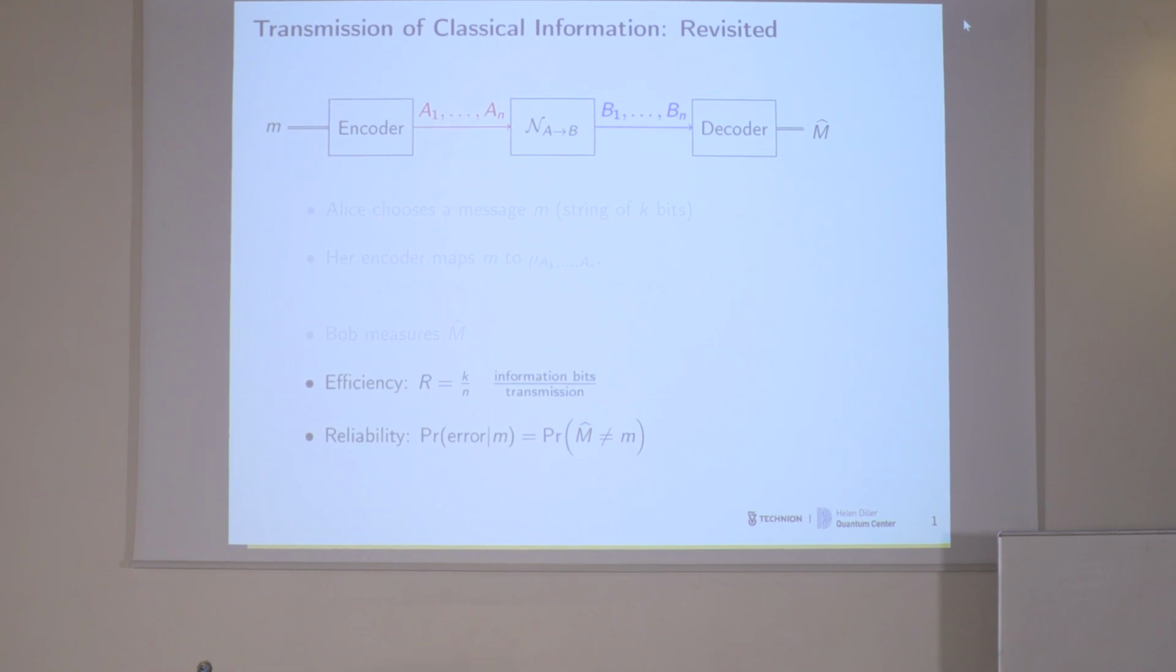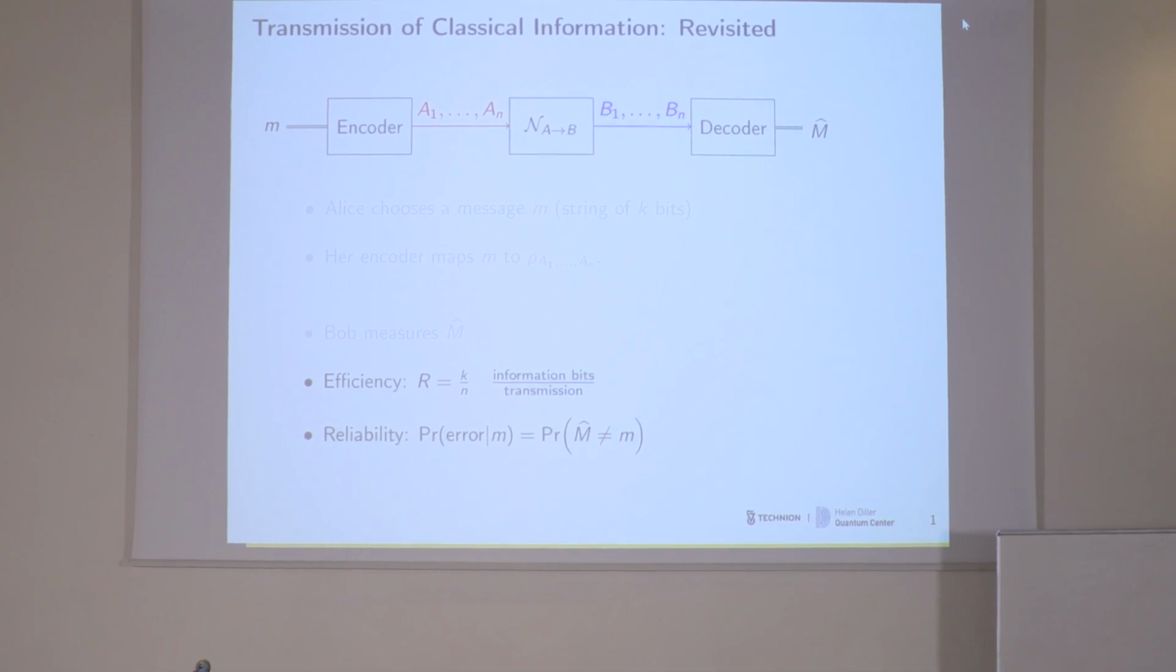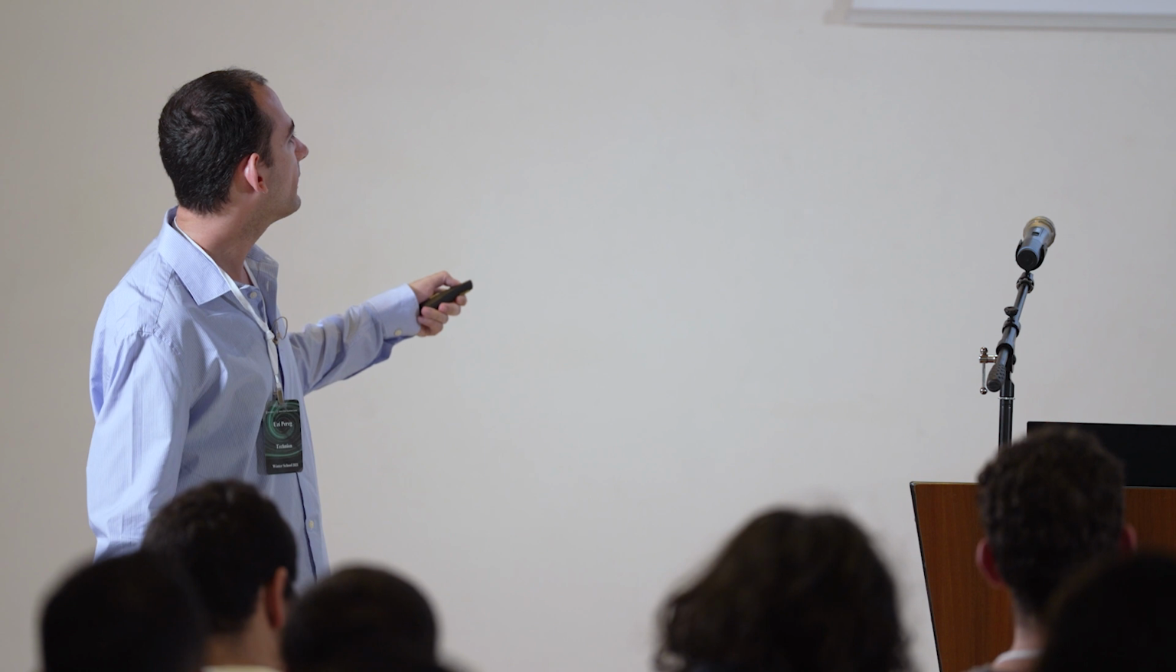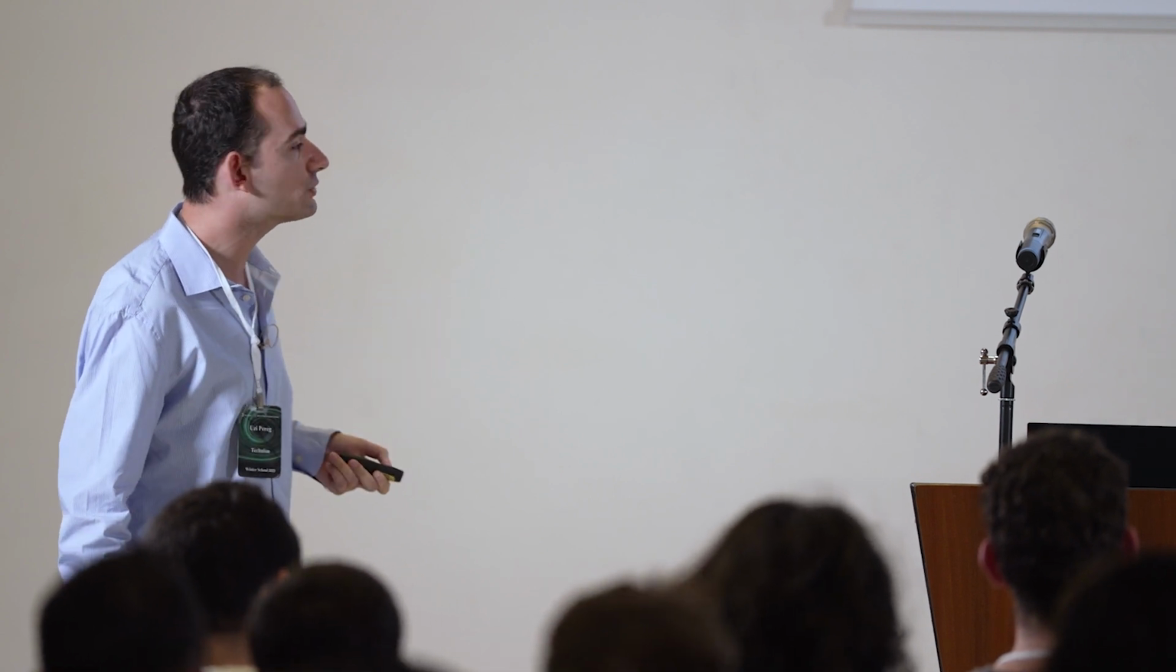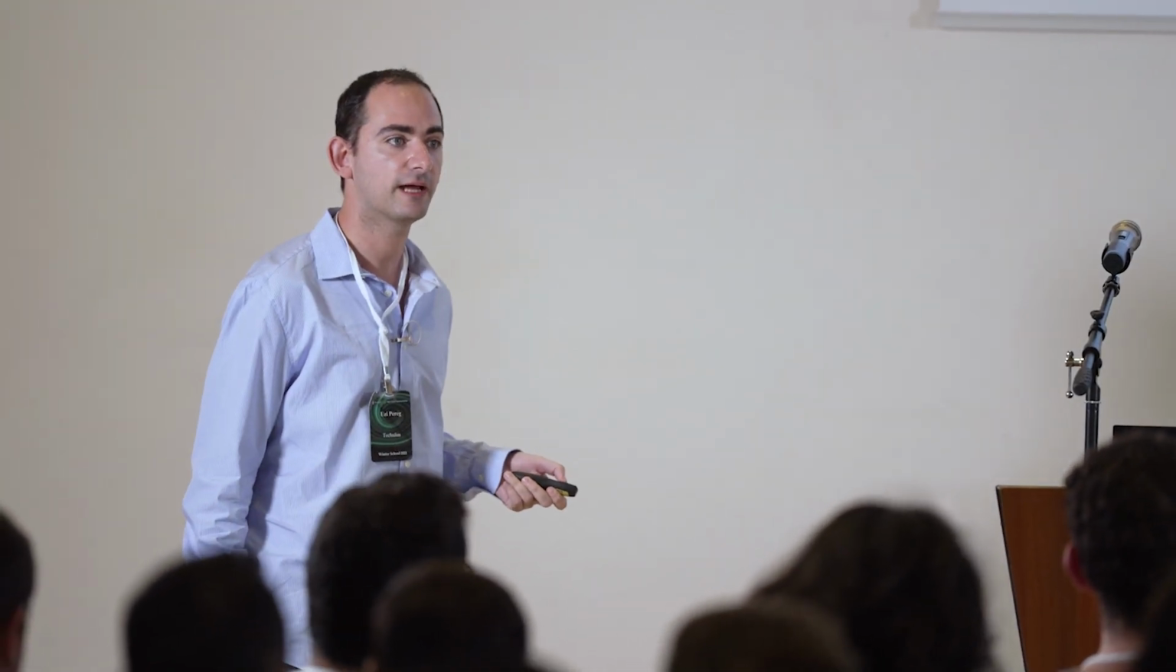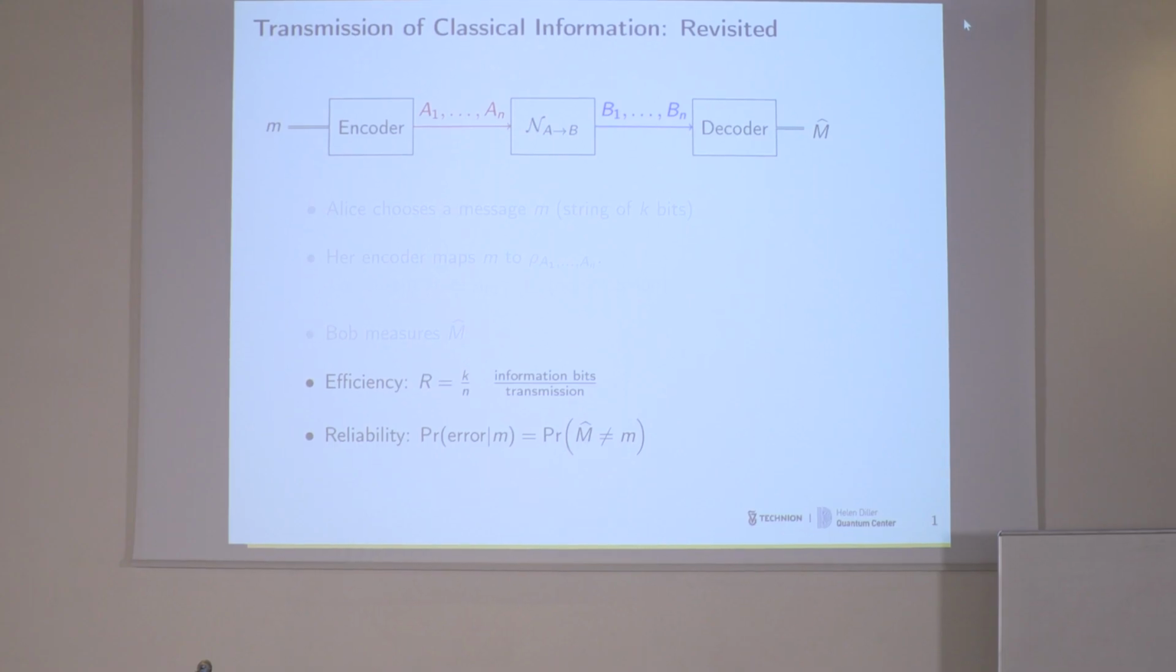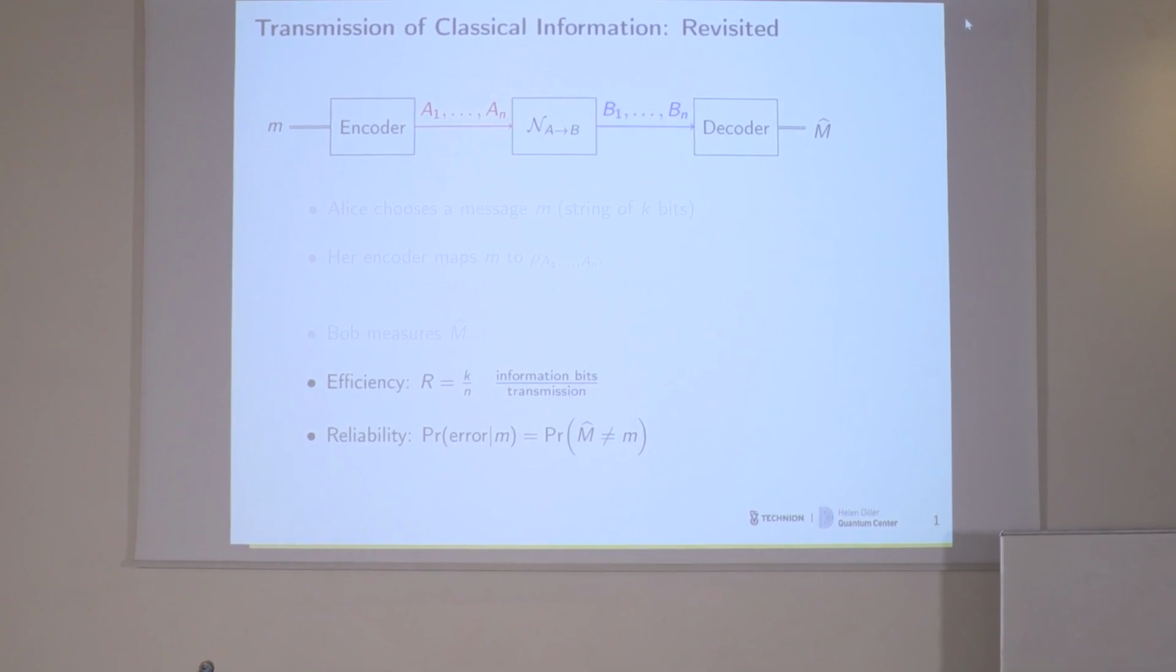Then we look at the performance of a given code, a given pair of encoding and decoding mappings. So the coding rate is the fraction of information bits per transmission, k over n. You would like to have a high coding rate. And the error probability is the probability that the estimation is wrong. We want this error probability to be small for every message that Alice can send, no matter what the message is.